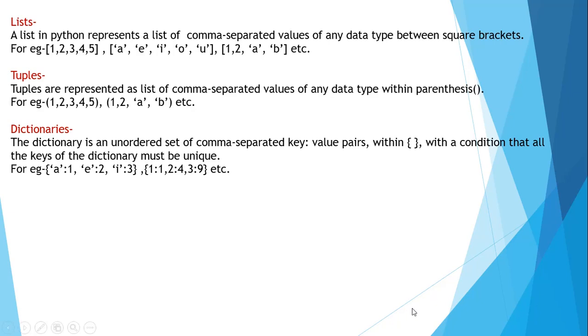For example, here you can see a colon 1, e colon 2, i colon 3. Here a, e and i are the keys, and 1, 2 and 3 are the values associated with the different keys. The value 1 is associated with the key a, 2 with the key e, and 3 with the key i. These keys a, e and i have to be unique and cannot be repeated, but the values can be repeated, that is not a problem. 1, 2, 3 can occur many times, but a, e and i should occur just once.